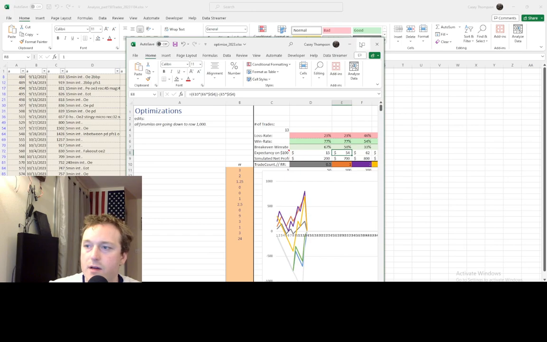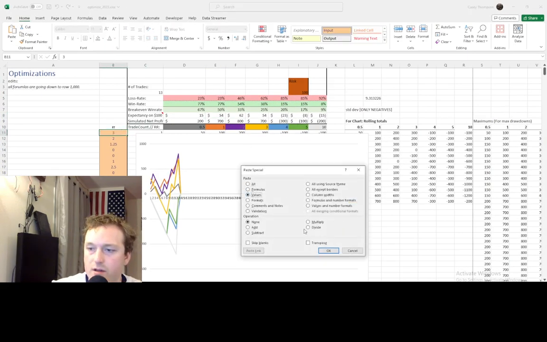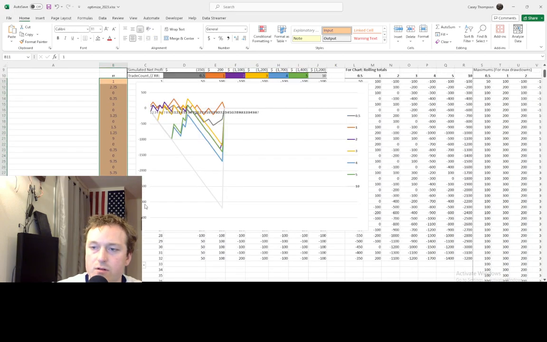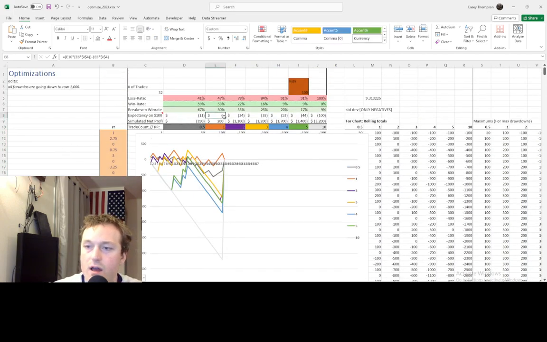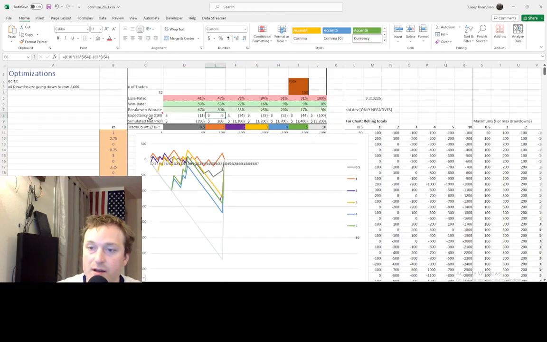I put it into my optimization spreadsheet, and it'll tell me what's optimal. Okay. So as you can see here, this is 32. Yep, 32 trades. As you can see, expectancy on $100 bets, everything's negative. Everything's negative except a 1-to-1.